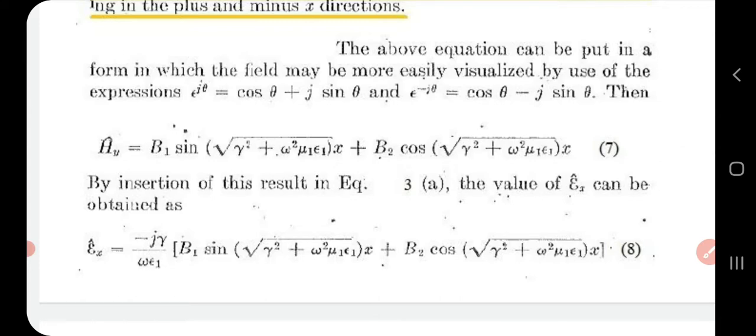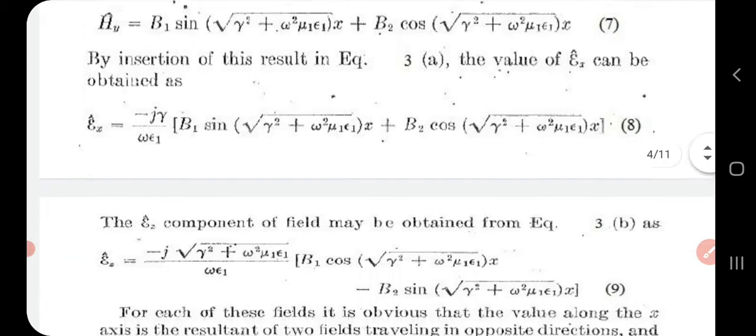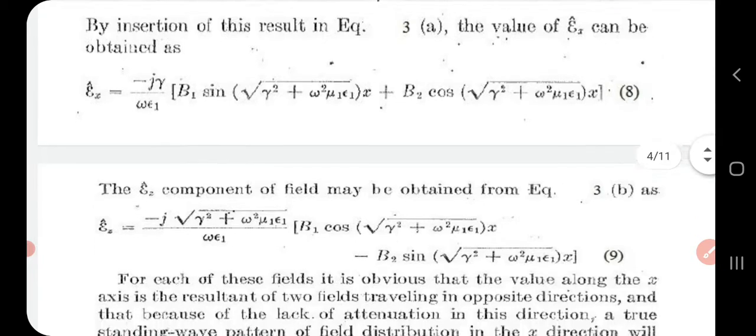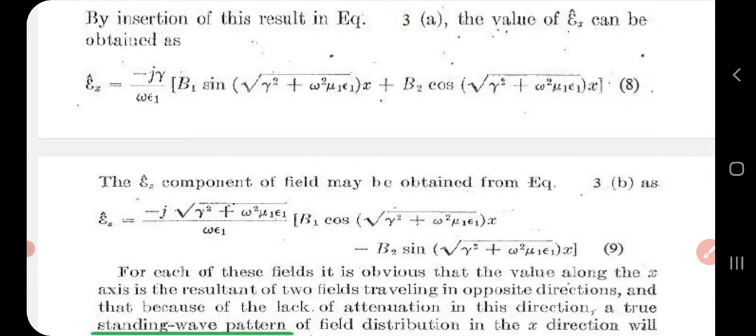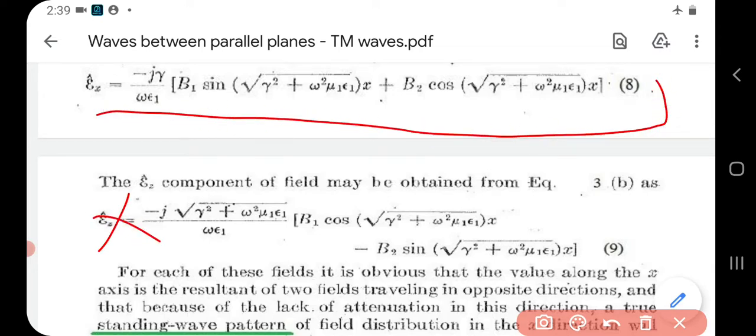Now by insertion of equation 7 in equation 3a, the value of the electric field component along the z axis, that is Ez, can be obtained as given by equation 8. Now this component Ez can also be obtained from equation 3b, and that is given by equation 9. But no need of mentioning equation 9, you can skip it. You can just stop writing at equation number 8, and after that you can write the explanation for this.